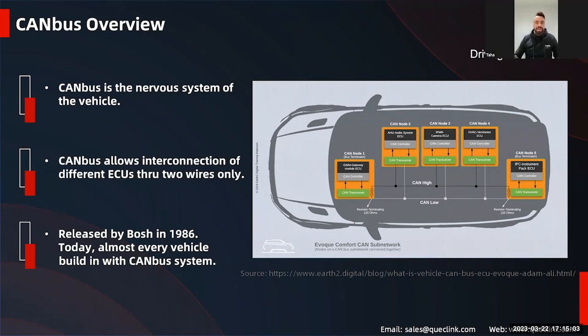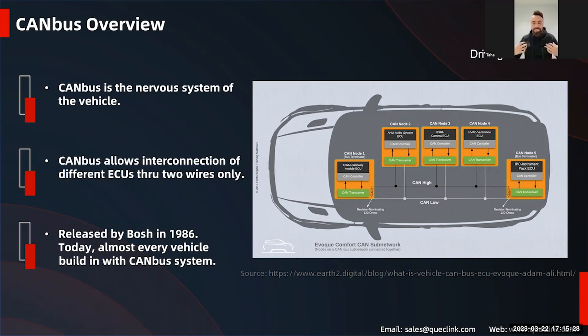But what is CANbus exactly, actually? I think this picture and this short sentence can sum up everything. CANbus is the nervous system of the vehicle. When I say nervous system, just imagine, as we are human, we have a nervous system, right? So this nervous system in the car is the CANbus.